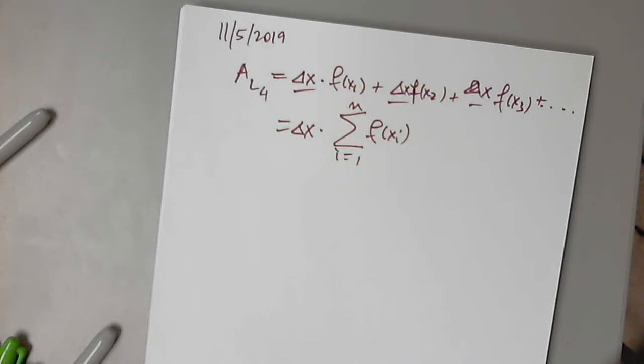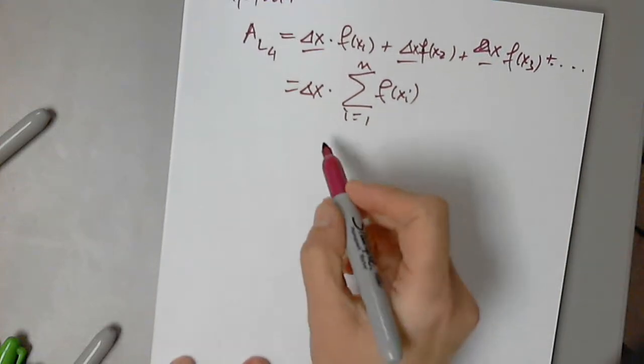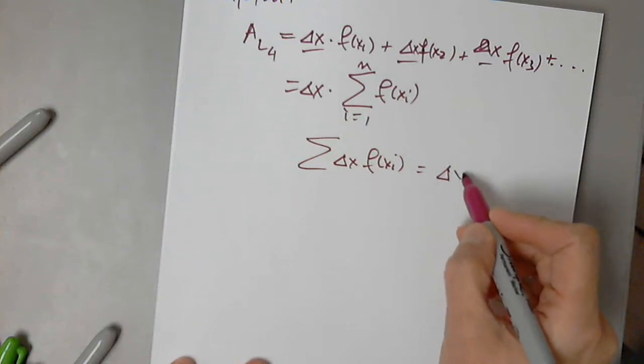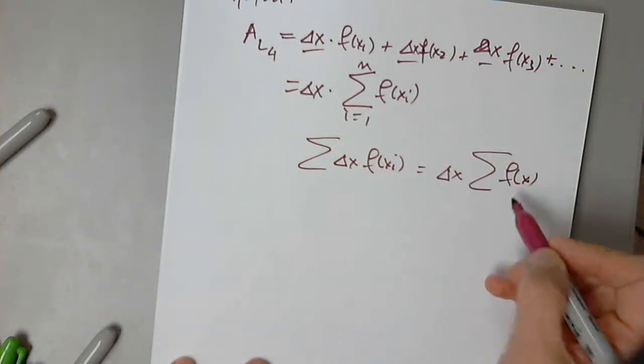When we divided the interval between 0 and 2 by 4, we got 0.5. So that was the 0.5 that was in front of each product, or was part of each product. That's why we took it out. That's the reason why the sum of delta x times f of xi is the same as delta x times the sum of f of xi.